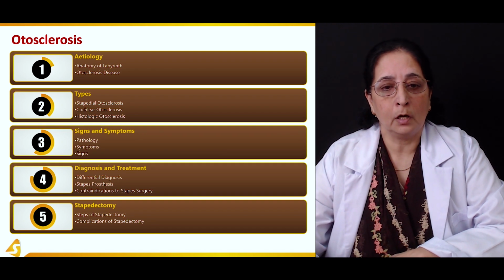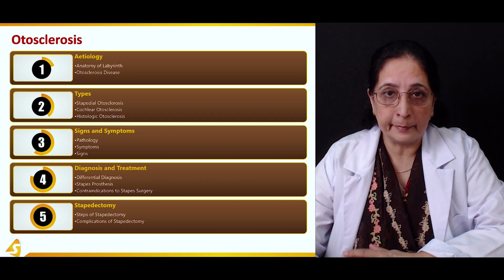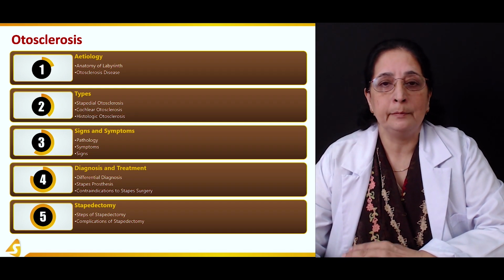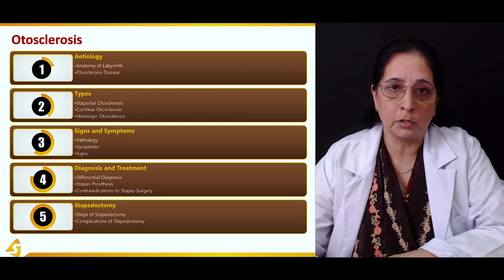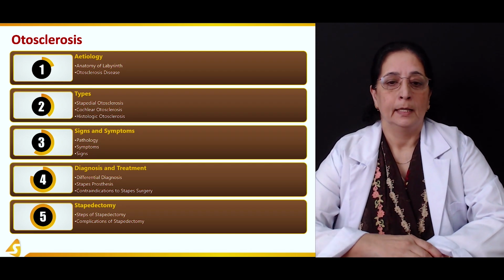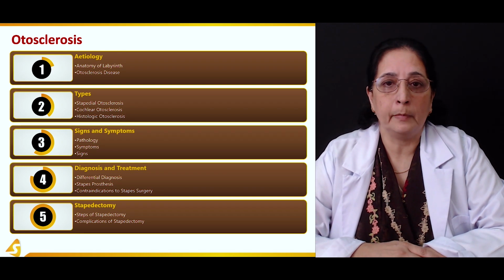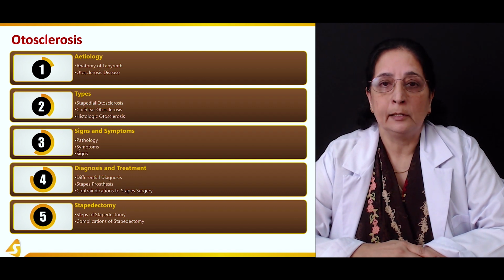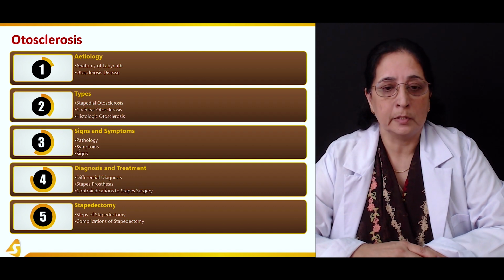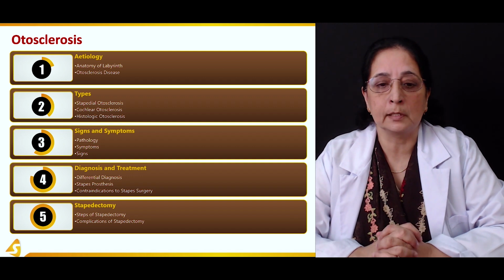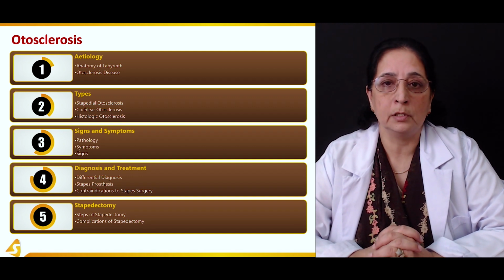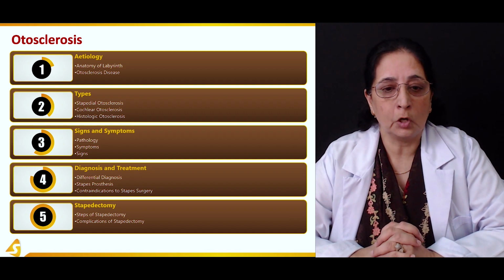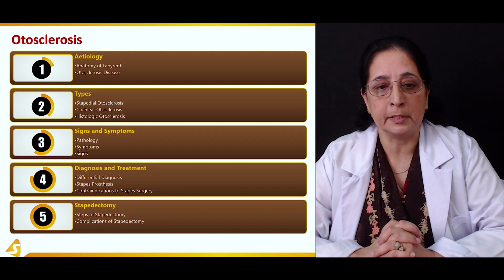And we will talk about anatomy of labyrinth in this top section and also about the basic overview of otosclerotic disease. Then in the second section, we will talk about different types of otosclerosis, and these include stapedial otosclerosis, cochlear otosclerosis, and histological otosclerosis. In the third section, we will talk about the signs and symptoms.